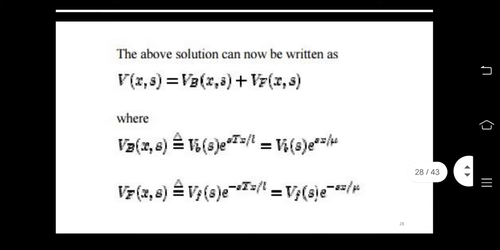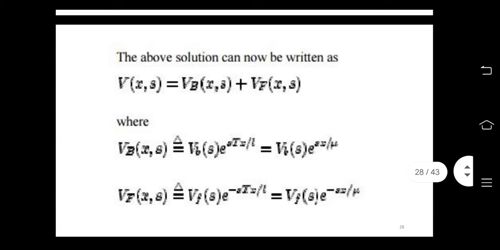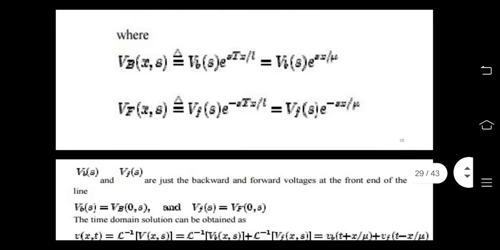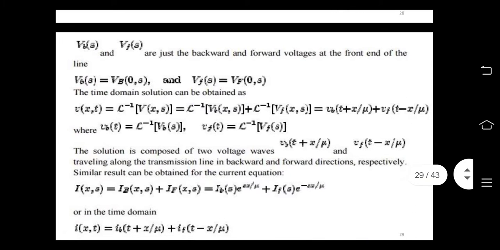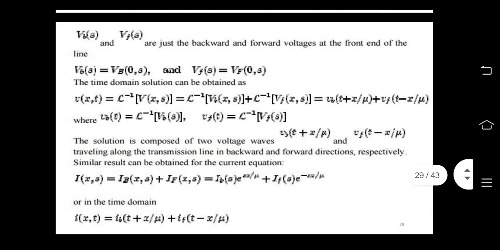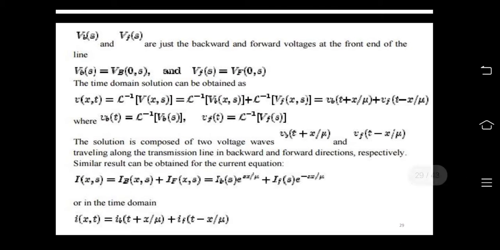So Vb of x comma s is equal to Vb of s into e power sx by mu. Vf of x comma s is equal to Vf of s e power minus sx by mu. So these are the backward and forward voltages at the front end of the line. So let's assume x at 0. So Vb of s is equal to Vb of 0 comma s. For the forward voltage, it is Vf of 0 comma s.